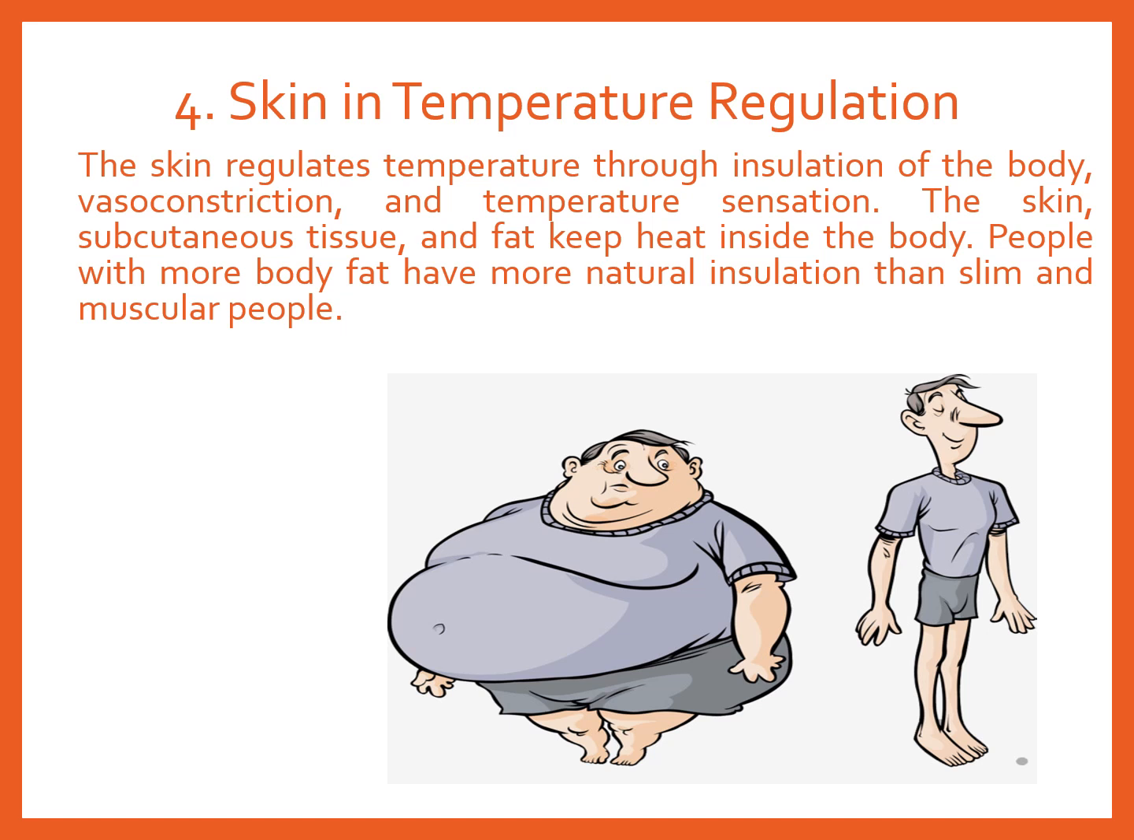The skin regulates temperature through insulation of the body, vasoconstriction, and the temperature sensation. The skin, subcutaneous tissue, and fat keep heat inside the body. People with more body fat have more natural insulation than slim and muscular people. In the human body, the internal organs produce heat. During exercise or increased sympathetic stimulation, the amount of heat produced is greater than the usual core temperature.